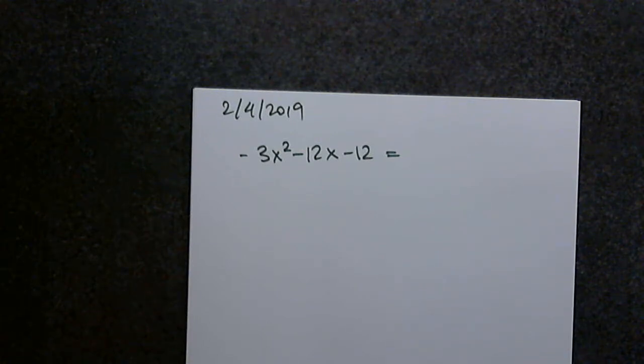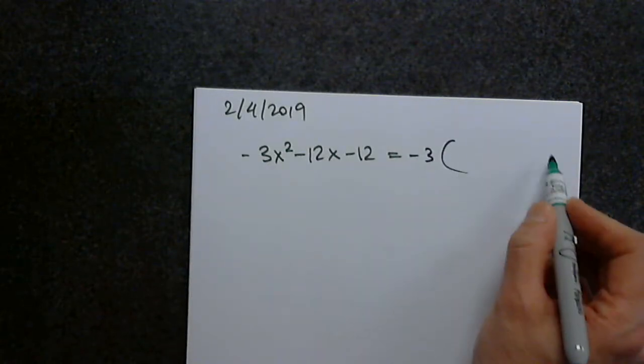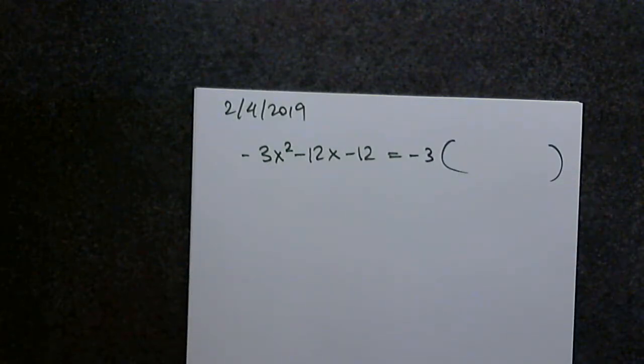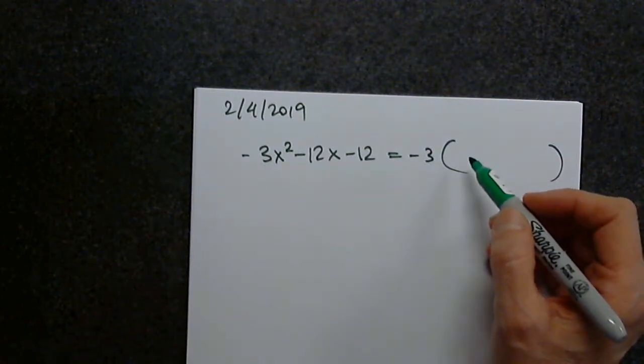The next question is, is it in descending order? Yes. Perfect. Does it have a greatest common factor? Yes. Does it have a negative leading coefficient? Yes. Good. So what do I pull out? The negative 3. Good. What is left in parentheses? And how many terms will I put? I have 3 terms. Exactly.